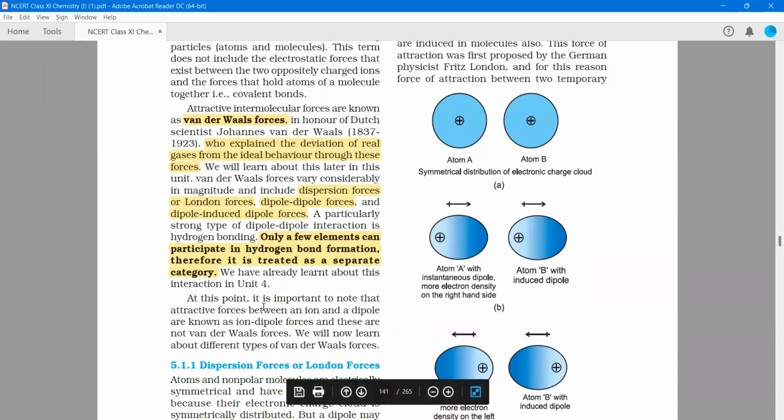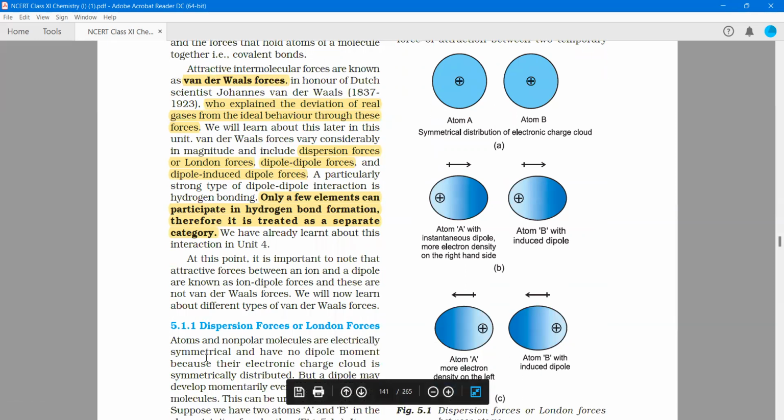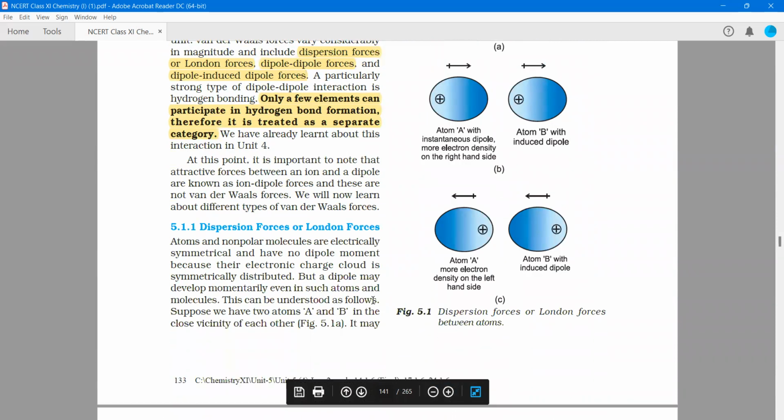So let us start. At this point, it is important to note that the attractive force between an ion and a dipole is known as an ion-dipole force, and these are not van der Waals forces. I already told you, whatever we are talking about here, we are not talking about ions. We are talking about neutral atoms and molecules. So any forces between an ion and a dipole or ion and ion will not be dealt with in intermolecular forces. We will be dealing with different types of van der Waals forces in the subsequent units. So let us start with the dispersion forces or London forces.